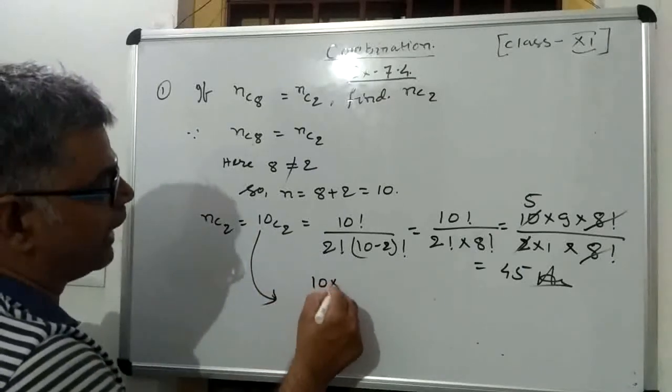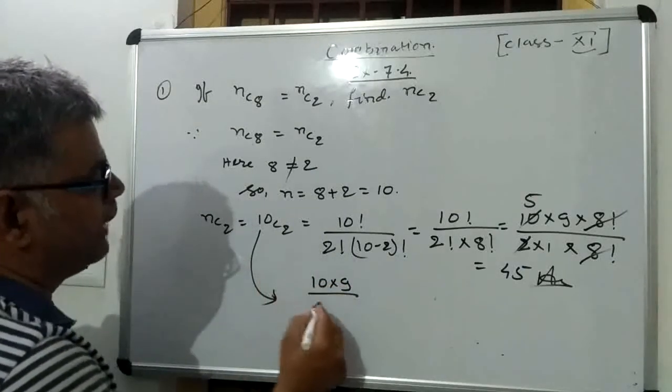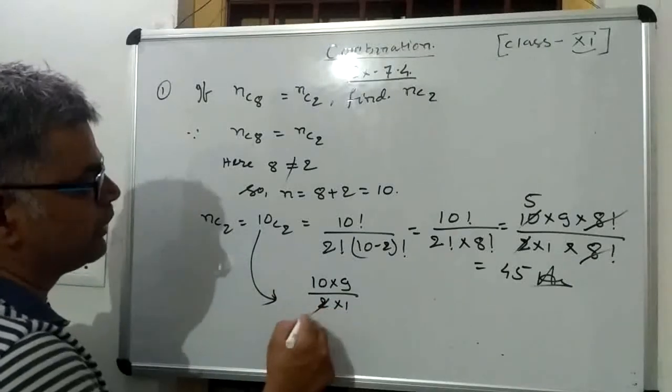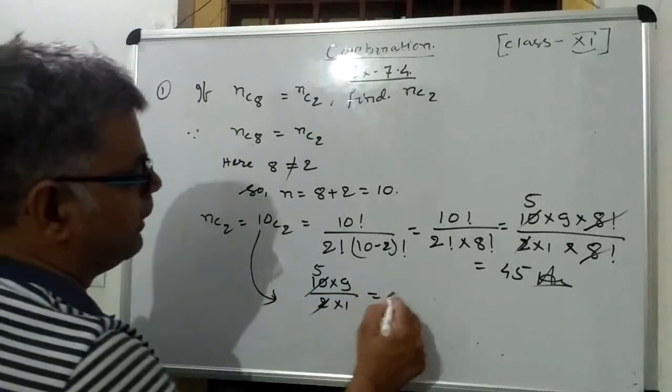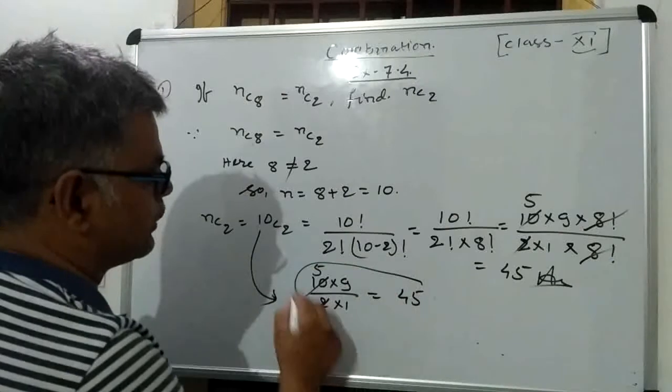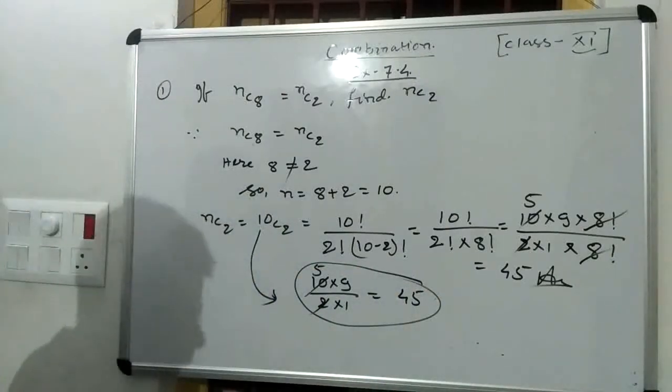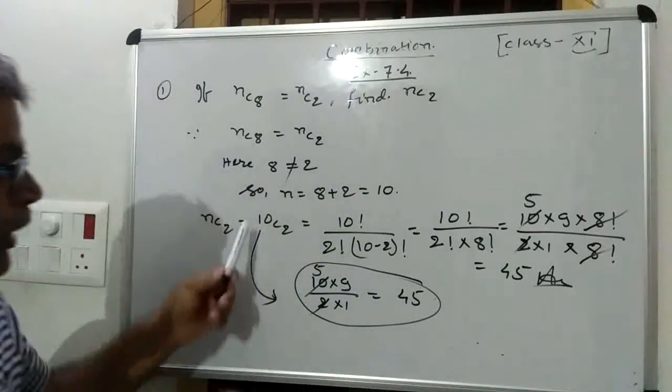10C2 means you write 10 into 9 by 2 into 1 in decreasing order. 2 fives are 10, that is 45. So this is the shortcut of calculating the combination value.